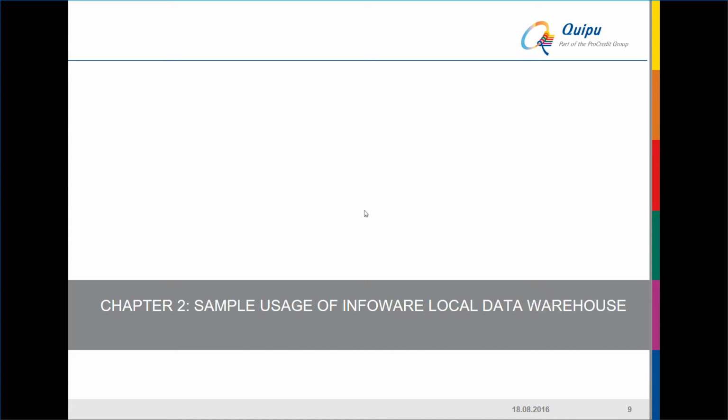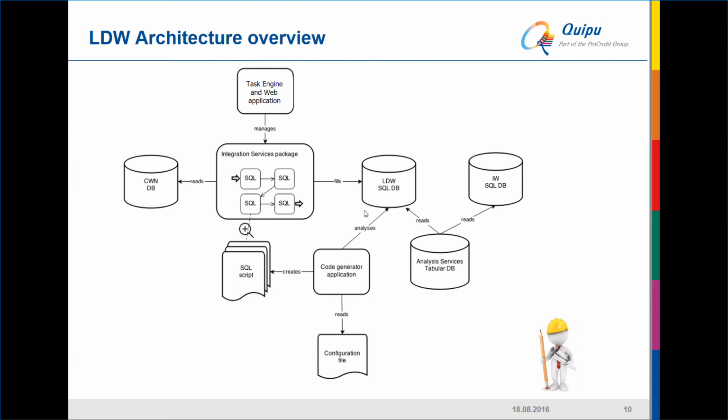Chapter 2, Sample Usage of Infoware Local Data Warehouse. Infoware Local Data Warehouse takes advantage of several Microsoft products. Using integration services packages, .NET Framework and SQL Server features, Infoware Local Data Warehouse is a powerful data warehousing tool.